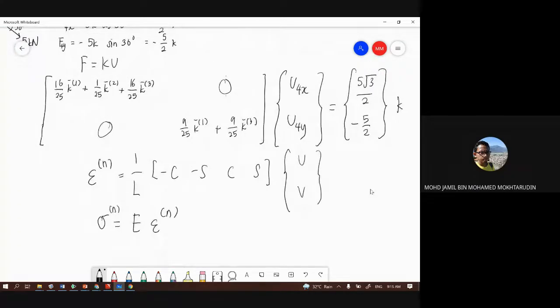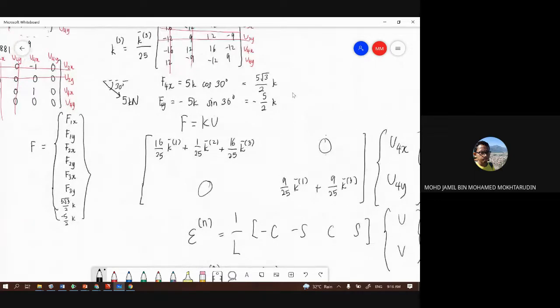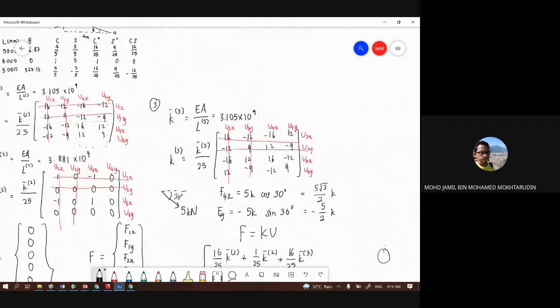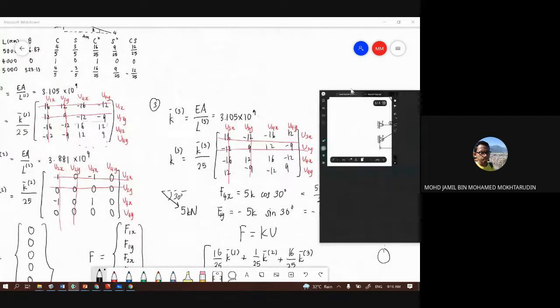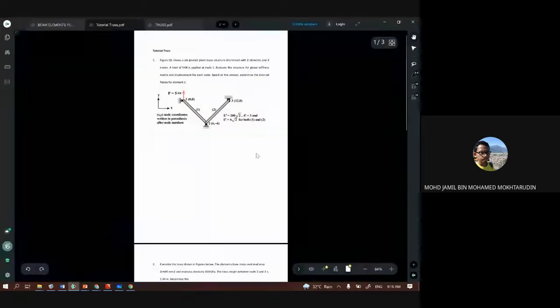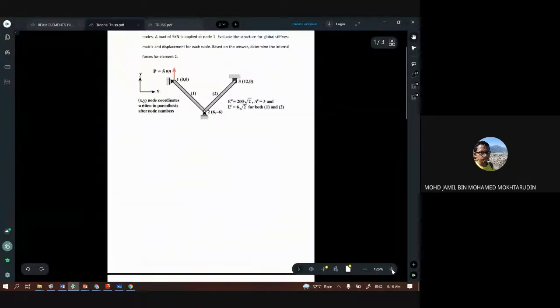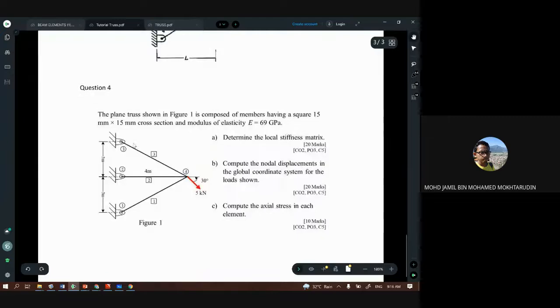Okay, so for your test, just do the tutorial is enough. Don't worry too much. But I do have a trivial question for you to think. What happens if, let's say, in this question number 4, you add one more element here?